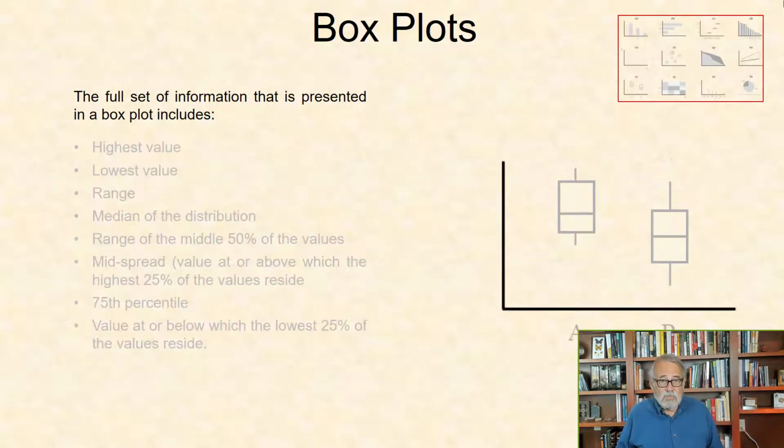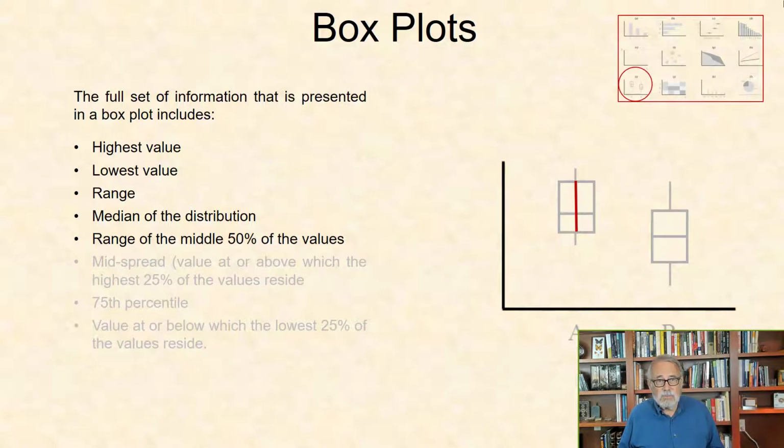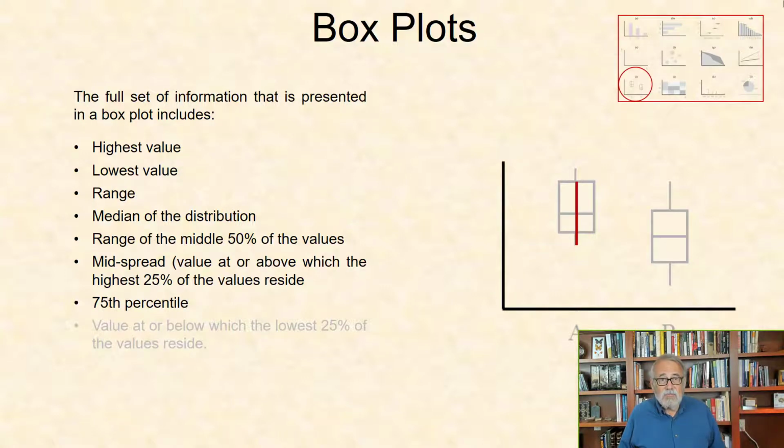The full set of information that is presented in a box plot includes the highest value, lowest value, range, median of the distribution, range of the middle 50% of the values (the mid-spread), the value at or above which the highest 25% of the values reside (the 75th percentile), and the value at or below which the lowest 25% of the values reside.